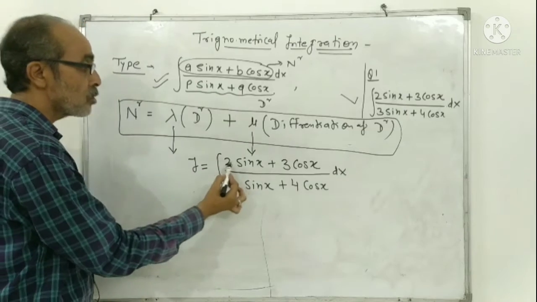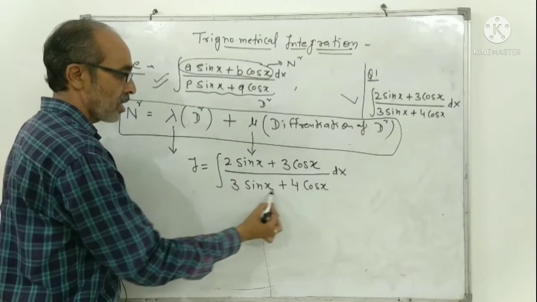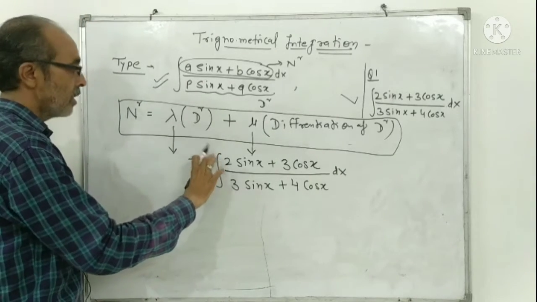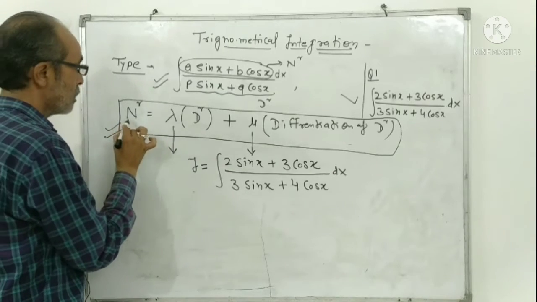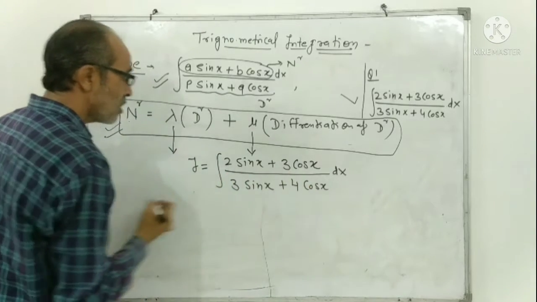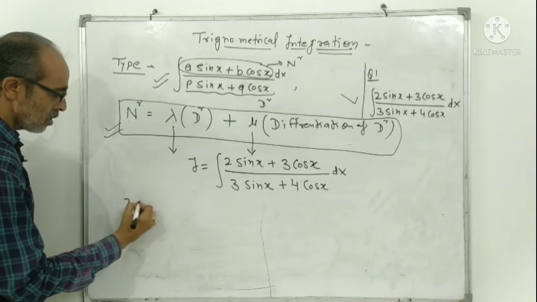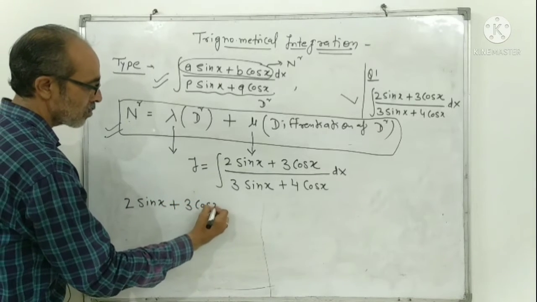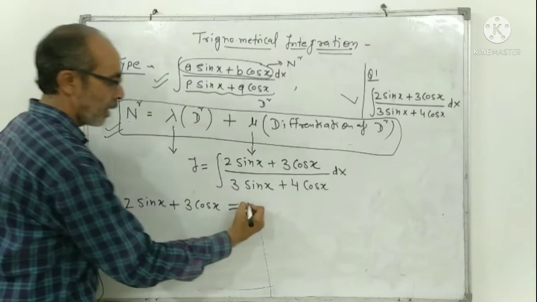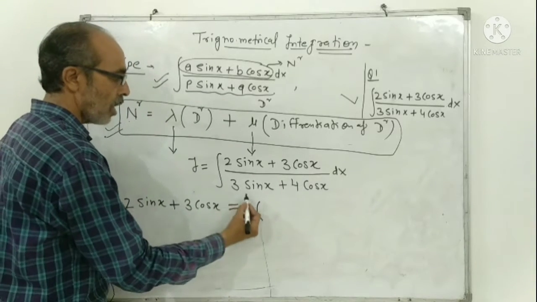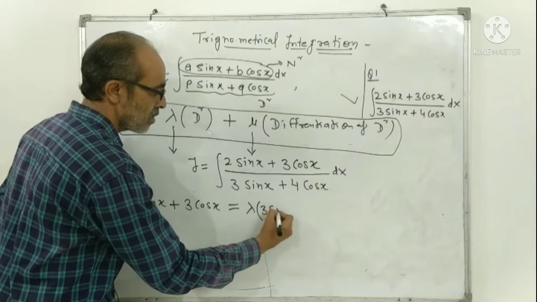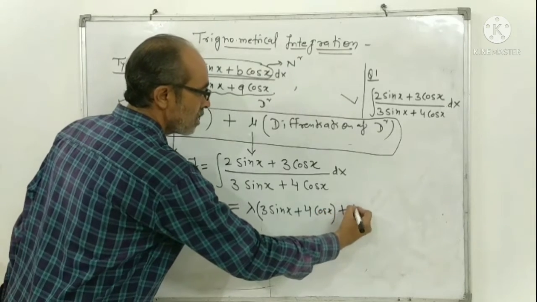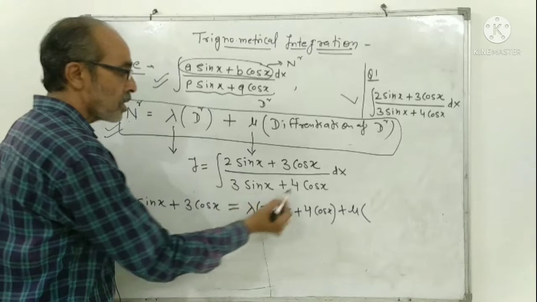Here the numerator is 2 sin x + 3 cos x and the denominator is 3 sin x + 4 cos x. So we write this question in this step. Numerator 2 sin x + 3 cos x is equal to lambda times the denominator, which is 3 sin x + 4 cos x, plus mu times the derivative of the denominator.